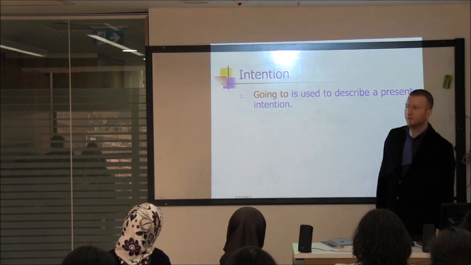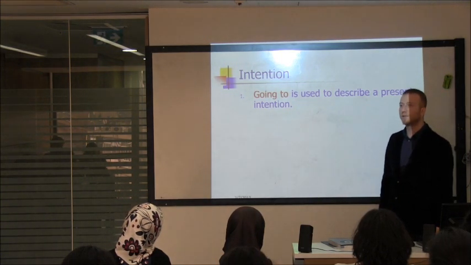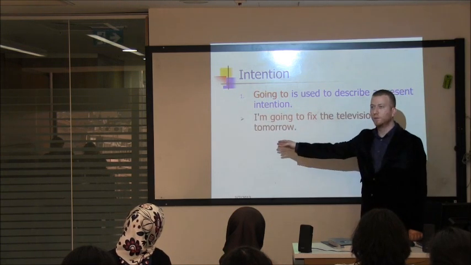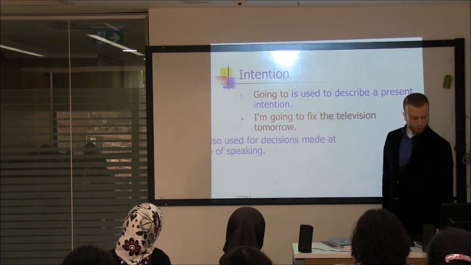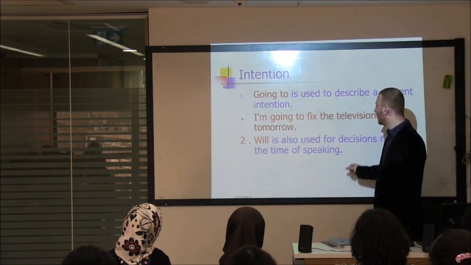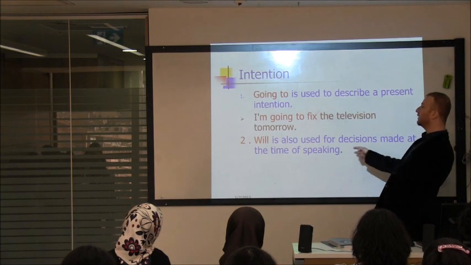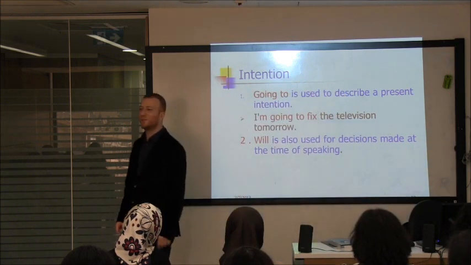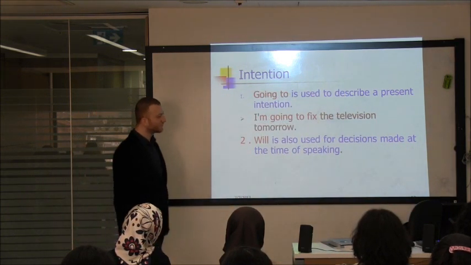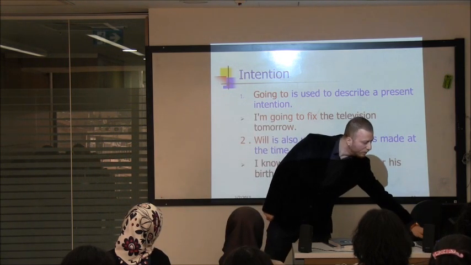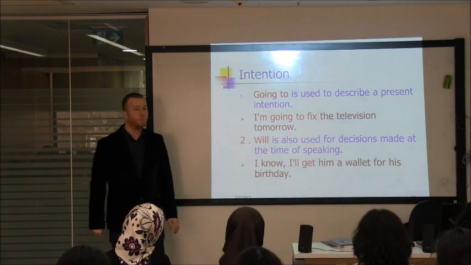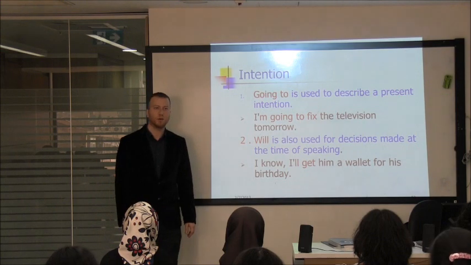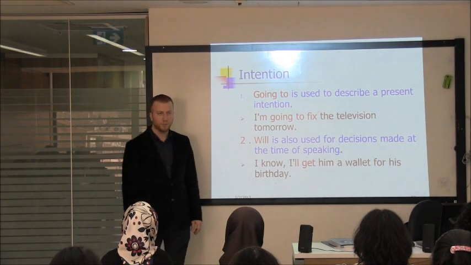Going to is used to describe a present intention. I think we have discussed it in the beginning of the lesson, right? I'm going to fix the television tomorrow. This is my intention. Will is also used for decisions made at the time of speaking. Instant decision, as we have practiced with the role play of Abdülkadir and Ramazan. I know, I will get him a wallet for his birthday. This is an example of instant decision or a plan at the moment of speaking.